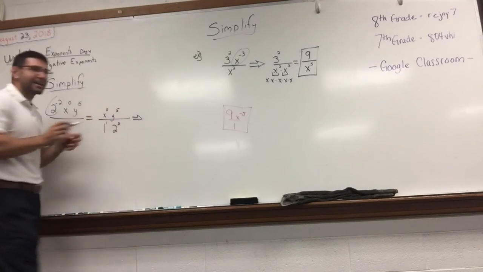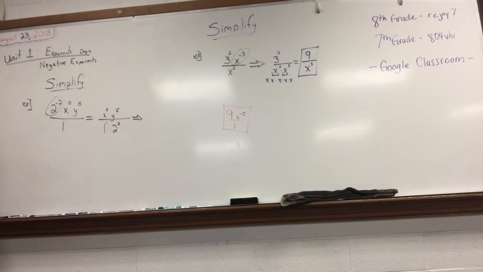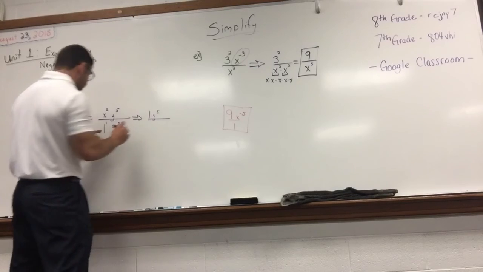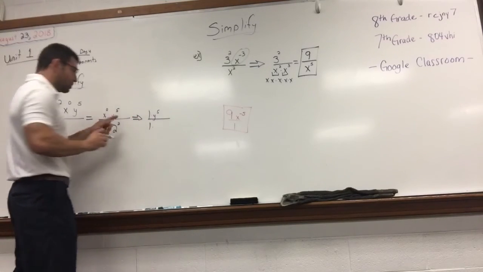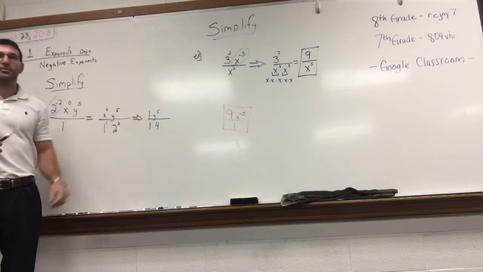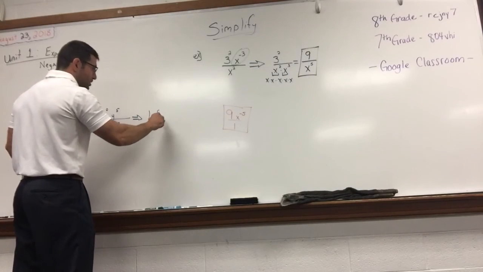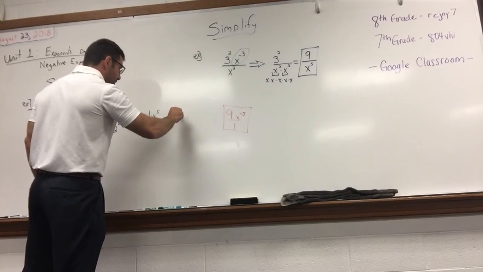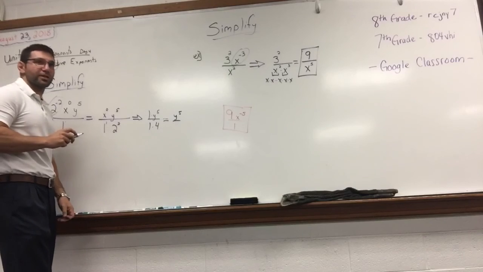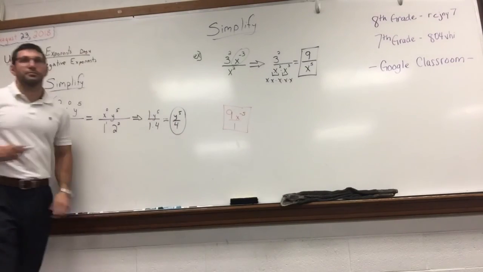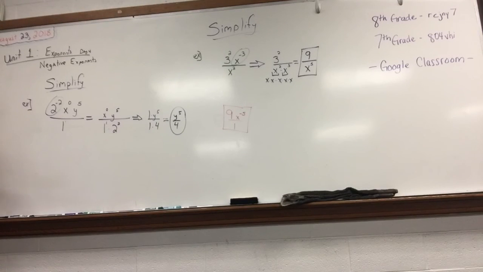What is x to the 0 power? Anything to the 0 power. Michaela? 1. So now I've got 1 times y to the 5th. 1 to the 1st is 1. 2 squared is 4. So now I've got 1 times y to the 5th, which is just what? Y to the 5th. And I've got 1 times 4, which is 4. And that is that problem simplified.